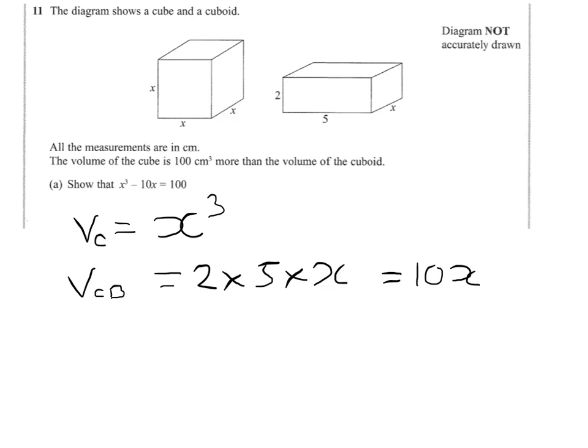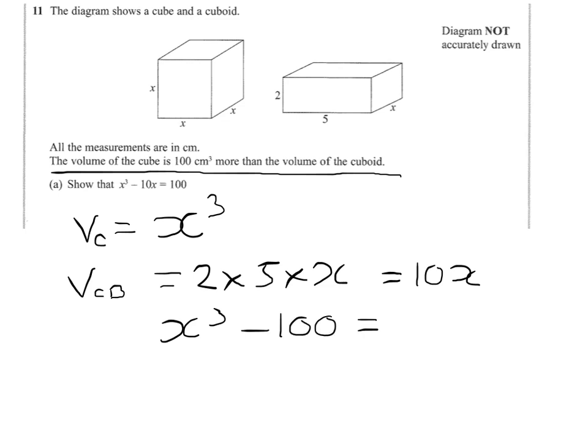We're told that the volume of the cube is 100 centimetres more than the volume of the cuboid, so that would mean that x cubed would equal, well, if we took 100 away, then we would get the volume of the cuboid, which would be 10x.